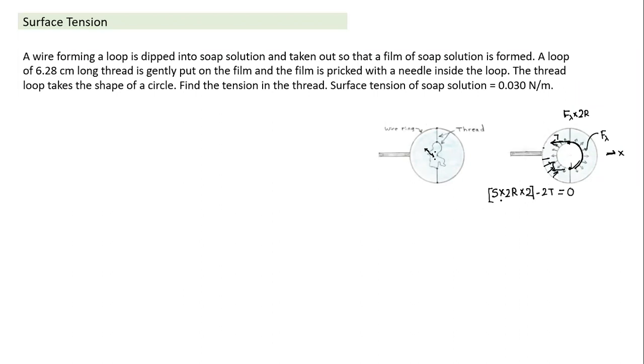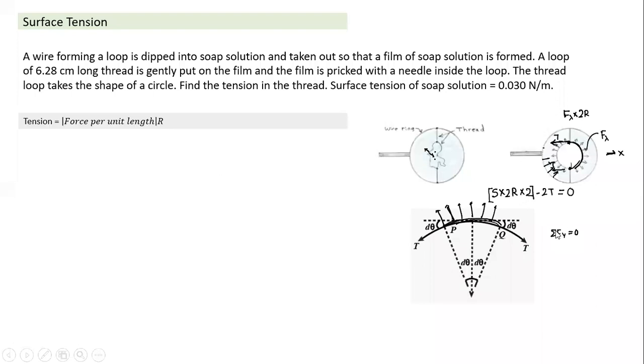What is the tension equal to? We had dealt with tension earlier also. We can also do it by considering a small element of the thread. The other way of calculating is to take a small element which subtends an angle of 2 d theta. Tension will act at angle d theta, and the surface tension force will act in the radial direction. Here also, we can take the summation of force in y direction to be 0, and we can arrive at the tension.